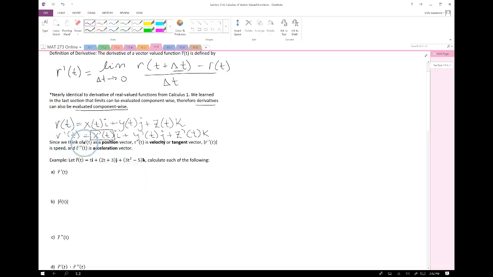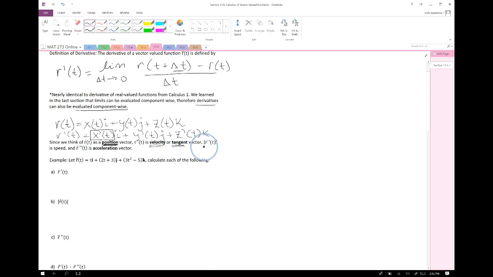So we can think of r of t as a position vector. If you were to plug some value in for t, what we would get is an xyz position that some object is located in a path at a particular time. So the original r of t function we sometimes consider a position vector. What that means is that if r of t is position, then r prime of t is going to be velocity or tangent vector.